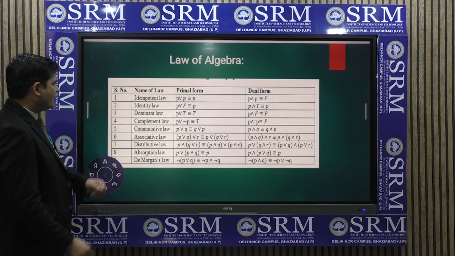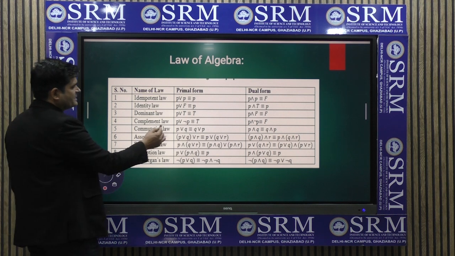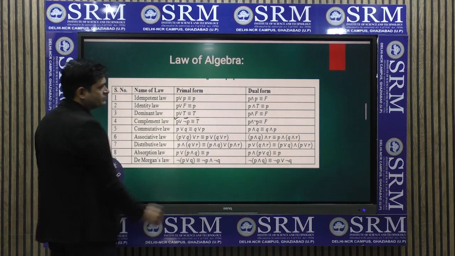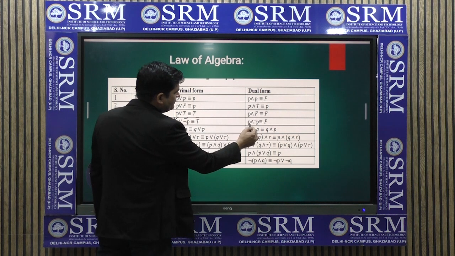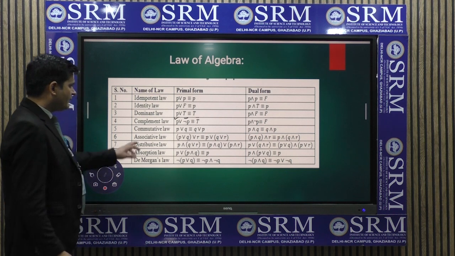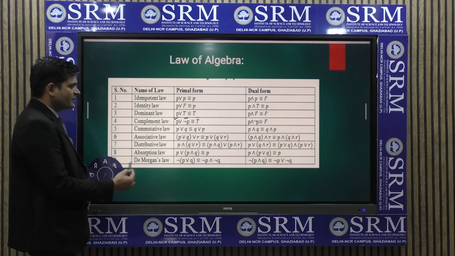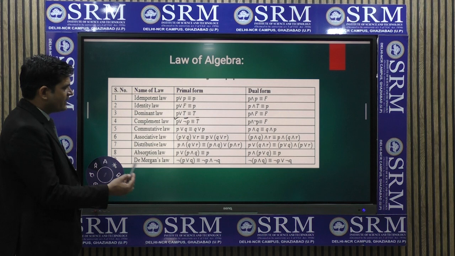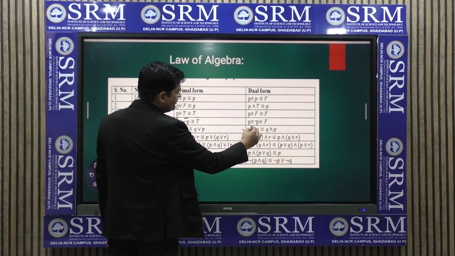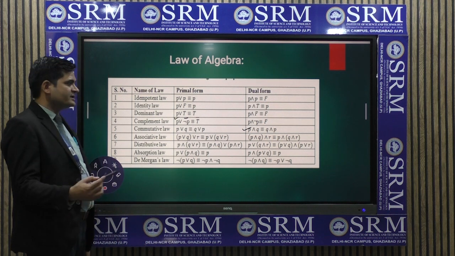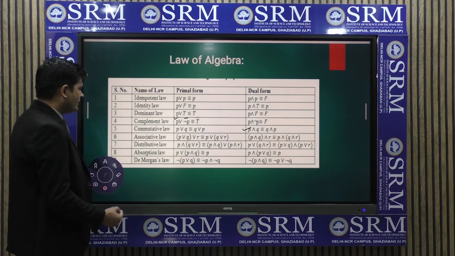Then we have the complement law. Disjunction of P with negation P is true, and this is your dual form: conjunction of P with negation P is false value. Then we have the commutative law. P disjunction Q and Q disjunction P are both equivalent. Similarly, in the case of conjunction, P conjunction Q and Q conjunction P are also equivalent to each other.